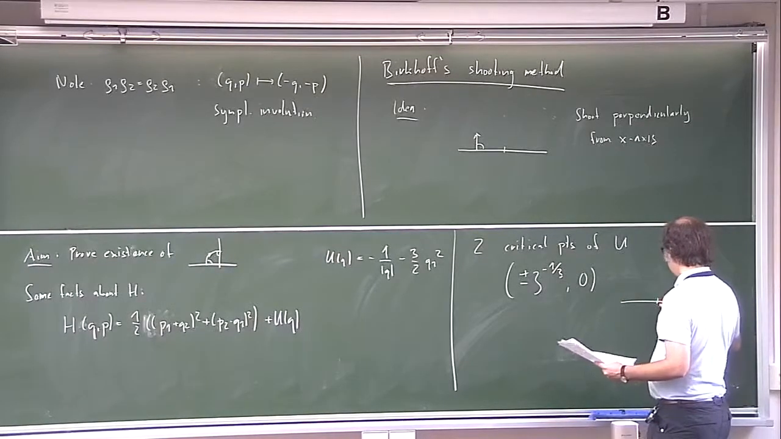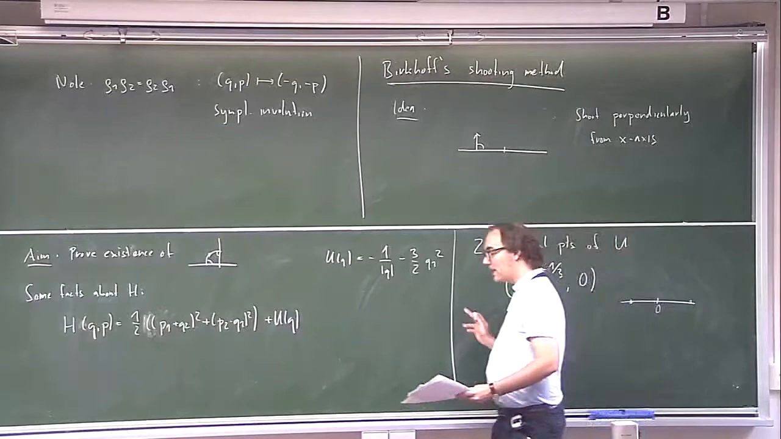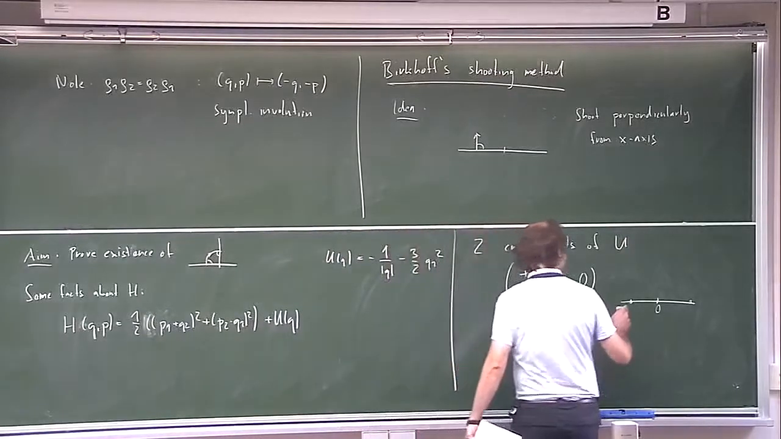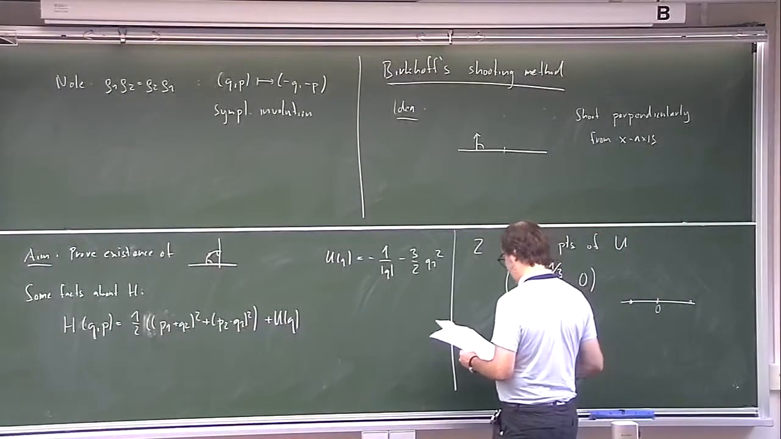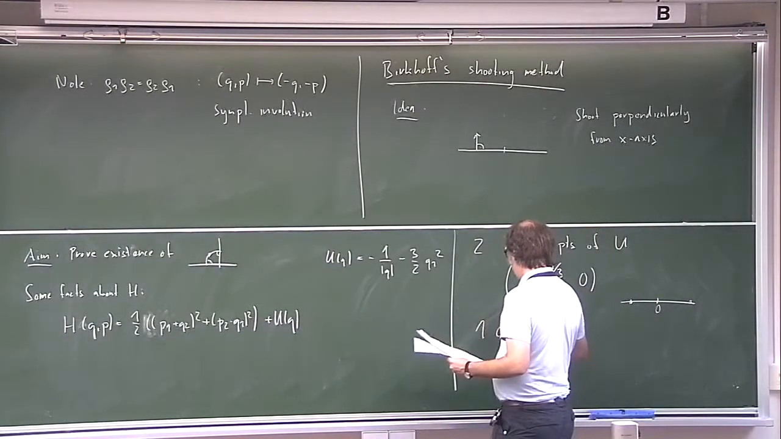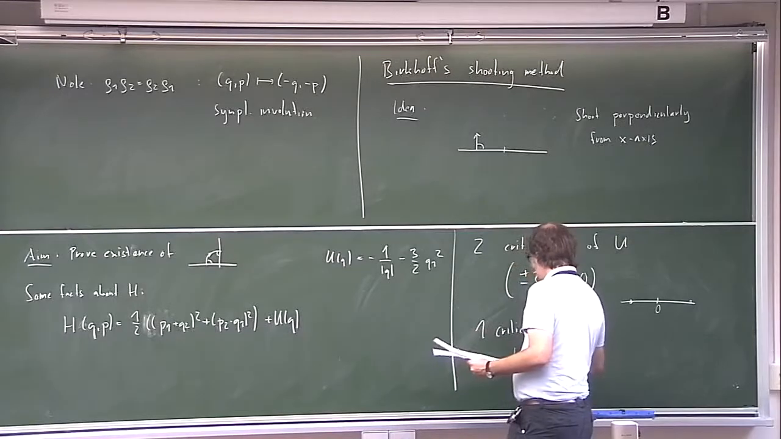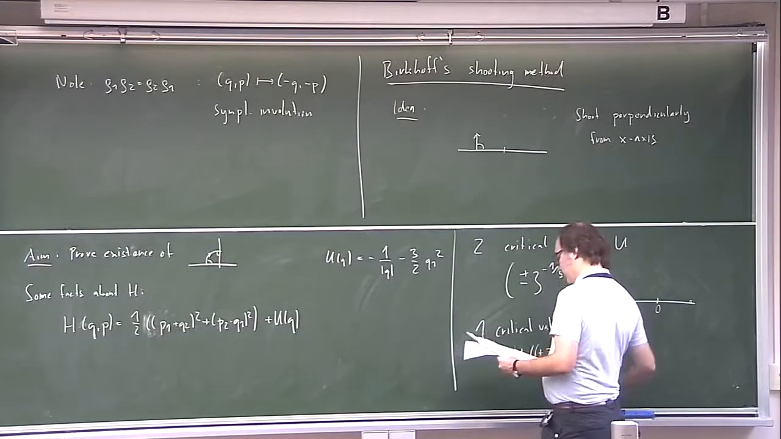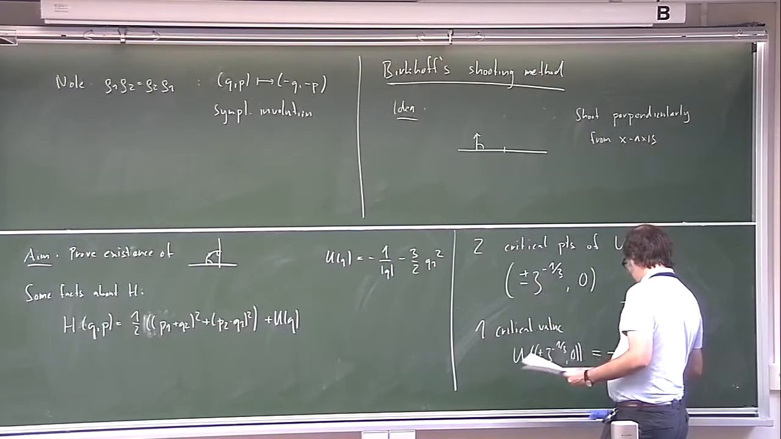So like here is the origin, here is the Earth, then here is one of these, and here is the other. There are two critical points, but they have the same critical value. This is actually clear because everything is invariant under reflection at the y-axis, and we have one critical value. You just plug this into U, and what comes out is minus 3 over 4 to the 3 over 2, for some reason.